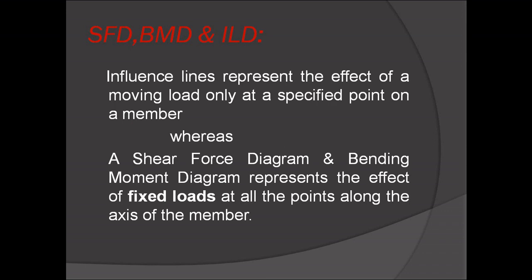We have a statement here. I am reading it. Influence line represents the effect of a moving load only at a specified point on a member. Only at a specified point on a member the load is moving, but it is found only at a specified point. That means the load is stopped for a second. We are requesting the load to stop so that we can draw some diagrams.